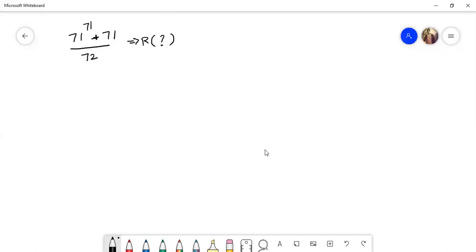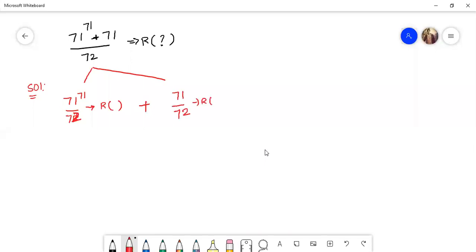Solution: understand that there is a combination of two different problems. What are these two problems? Problem number one is 71 power 71 divided by 72. I should find the remainder for this one. And second, plus I have a second case where I should find the remainder for 71 by 72. I should add these two remainders to get my answer. This is the main idea of this particular question. So how do we do this?